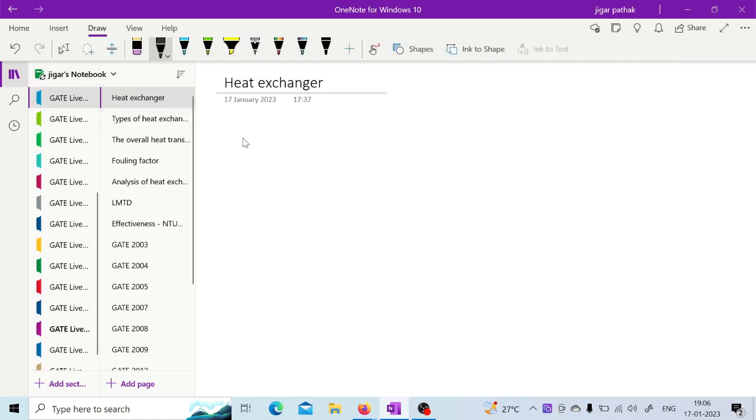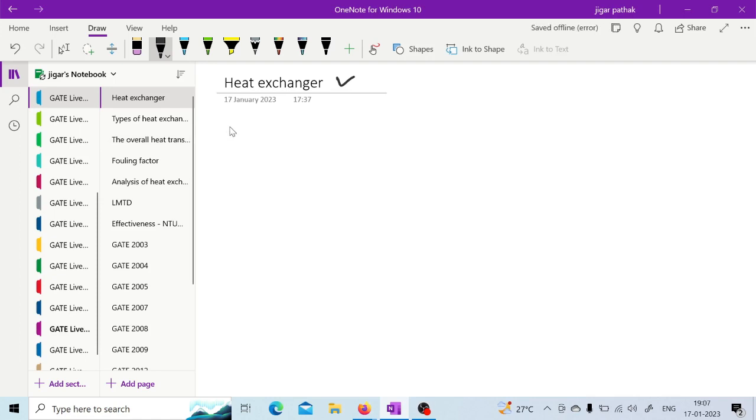Basically we are directly discussing this heat exchanger. Previously we have discussed the subjects by starting with concepts, but here I am directly going to heat exchanger, assuming that you have basic knowledge about heat transfer: the conduction, convection, radiation and all. So basically what is a heat exchanger?